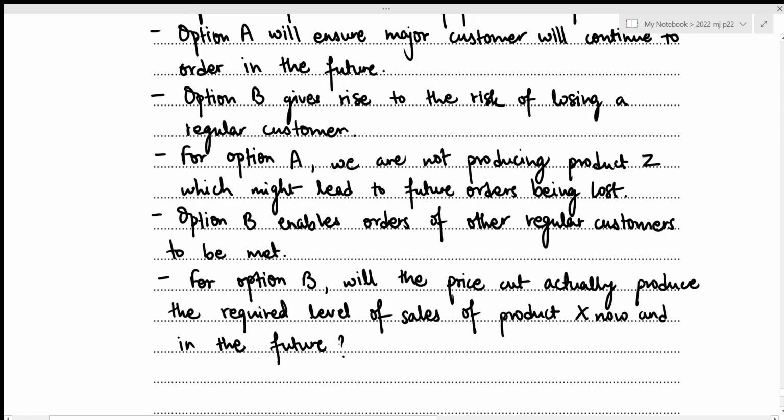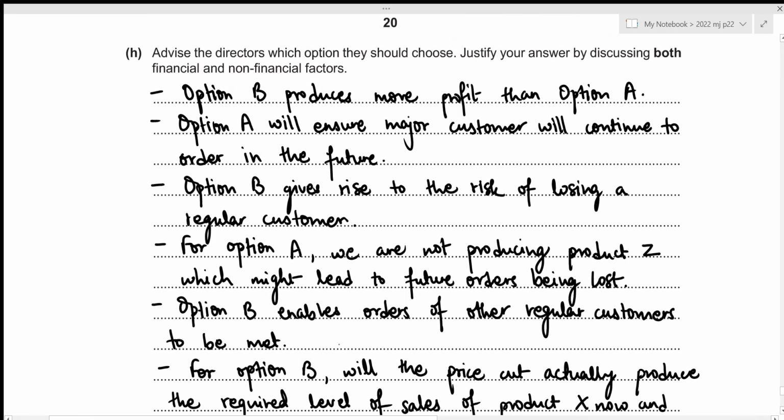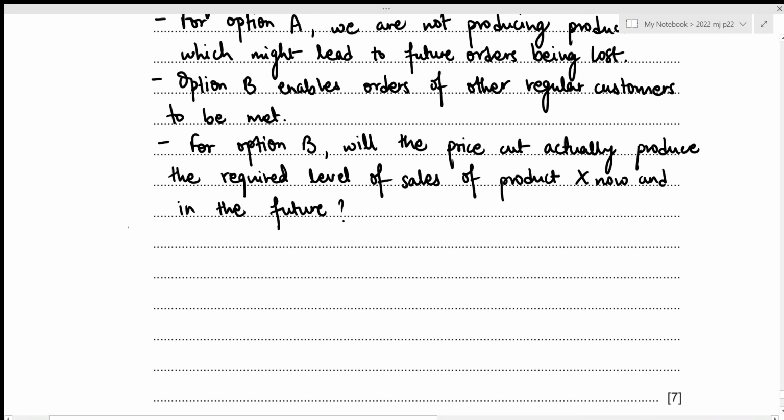Alright, so considering all these factors that we just listed down, now we have to make a decision and advise the directors which option they should choose. So personally, I would go with option A. So let's write that decision down clearly. The decision would be that the directors should choose option A.